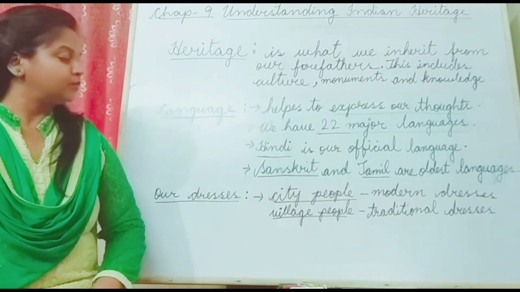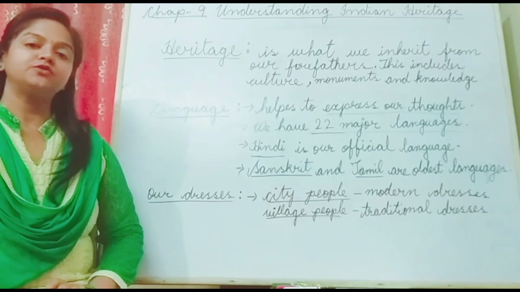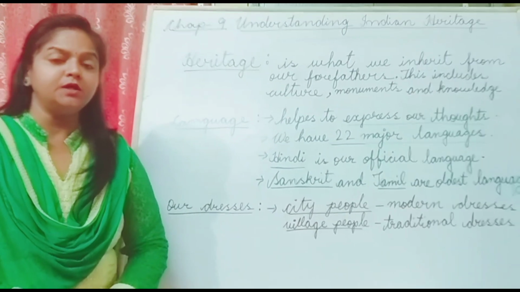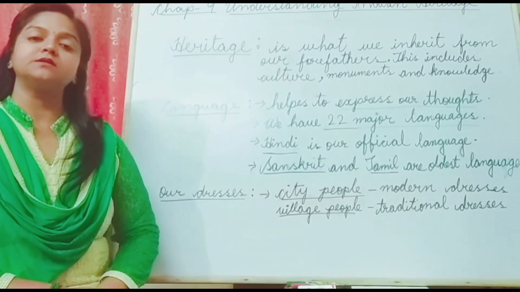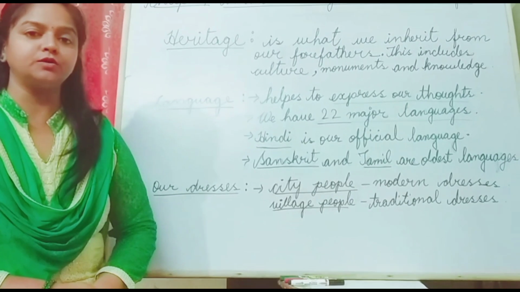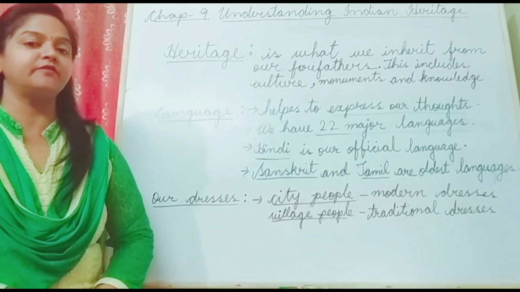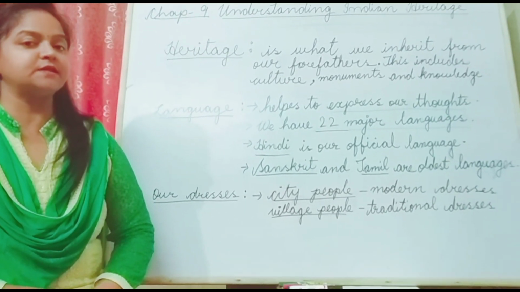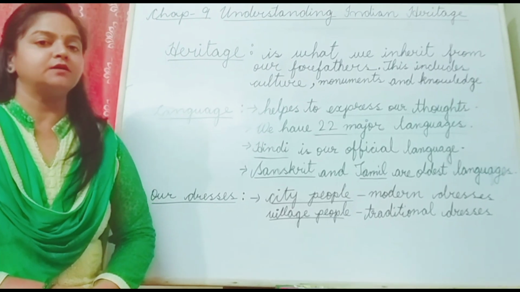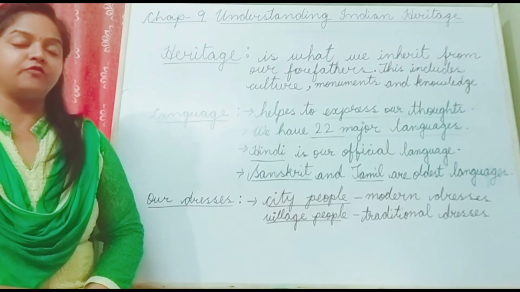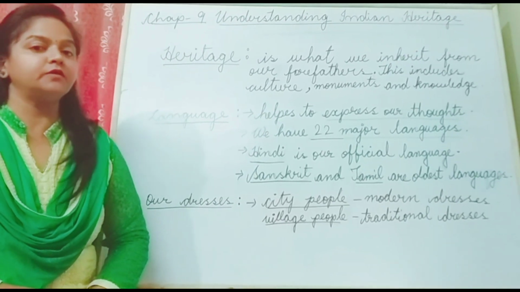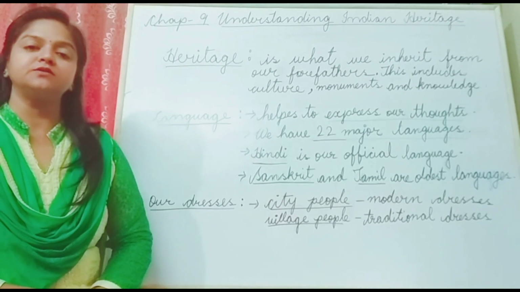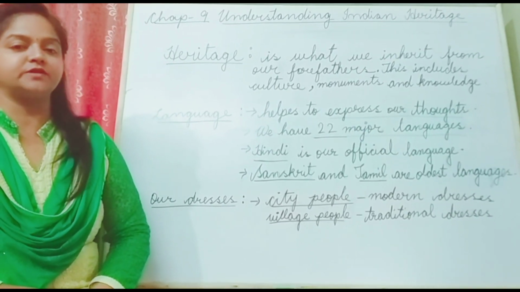The next topic was our dresses. Children, people of different states wear different types of dresses. You can recognize them by the style of their dresses. Although the modern people, those who live in cities, their dresses have become modern, so you cannot recognize which state they belong to by their dresses. But most of the village people wear their traditional dresses, and you can easily recognize them by the way of wearing their dresses.